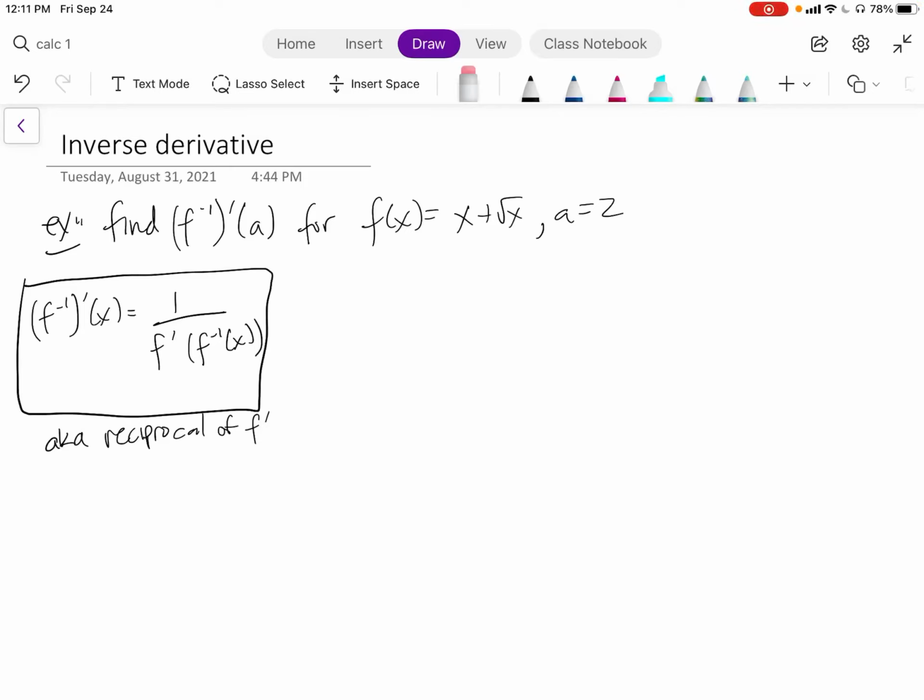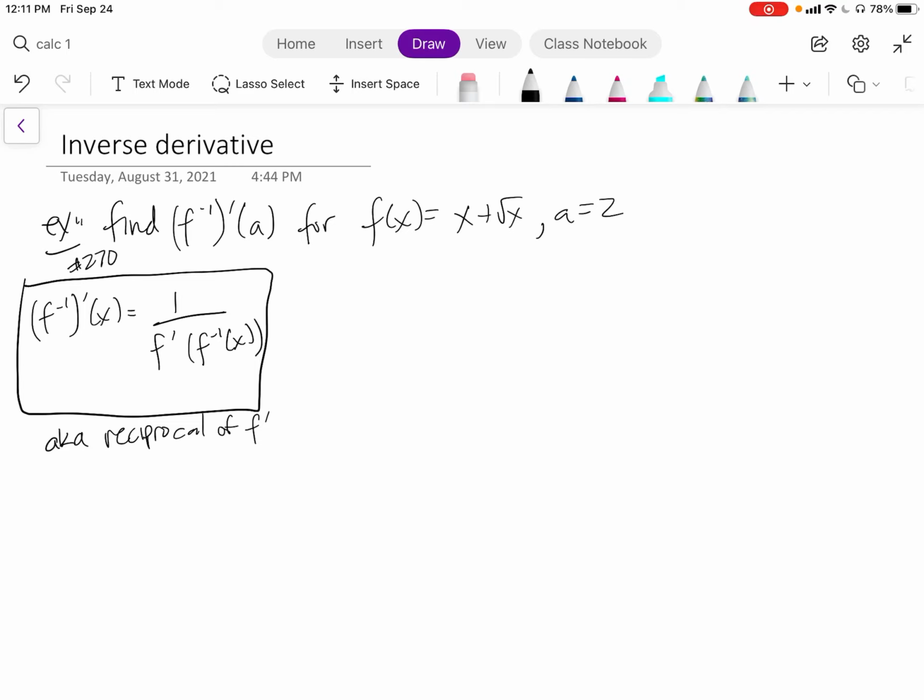Okay, let's take a look at this inverse derivative example. In the current text, this is number 270, but it's a great example regardless. So the direction is: find the inverse derivative evaluated at a when f of x is x plus root x and a is 2.